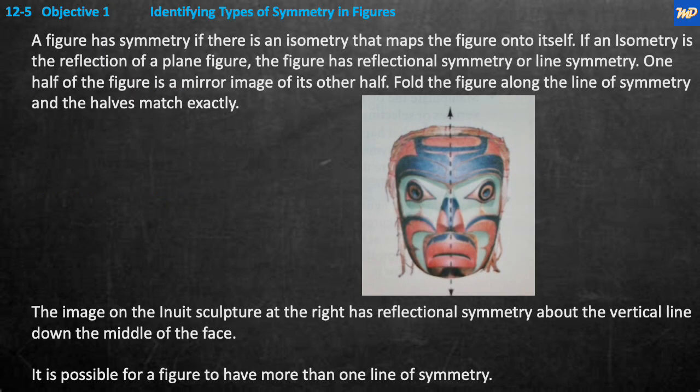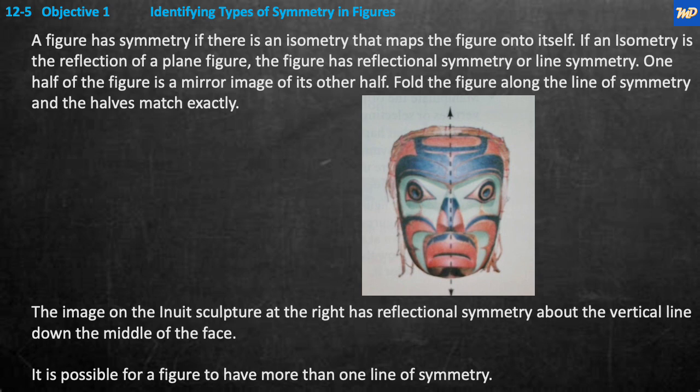Objective 1: Identifying types of symmetry in figures. A figure has symmetry if there is an isometry that maps the figure onto itself. If an isometry is the reflection of a plane figure, the figure has reflectional symmetry or line symmetry. One half of the figure is the mirror image of the other half. Fold the figure along the line of symmetry and the halves match exactly. You can see that in the picture of this mask.